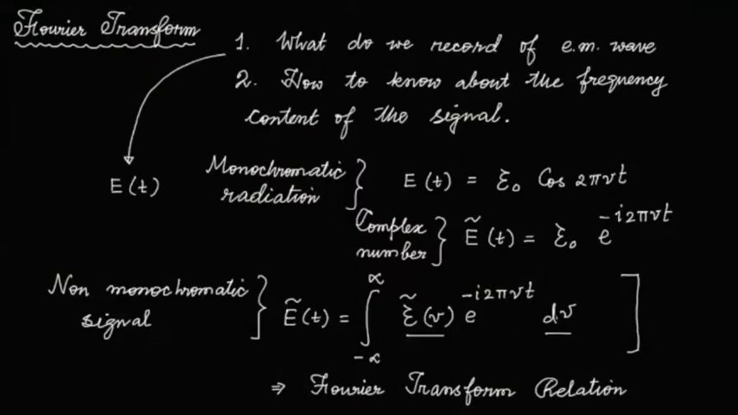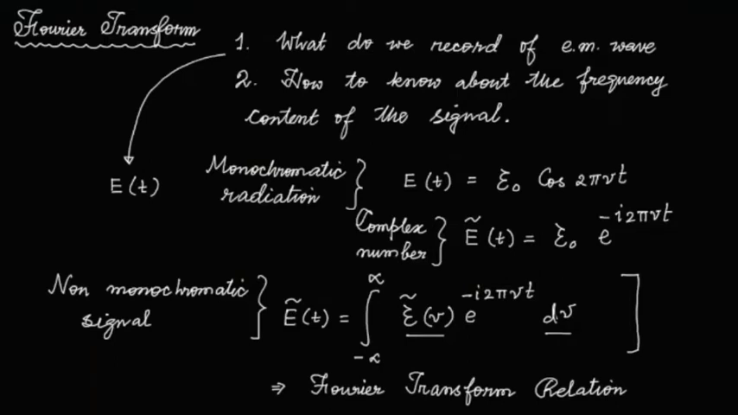But one thing we have realized is that we measure the electric field as a function of time, and that can be written as the amplitude times e to the power I 2 pi nu t. This amplitude is different for different frequencies, and you have to just sum over those. But we have still not answered the second question, that is how to know about the frequency content of the signal. You still do not know how to know about the frequency content of the signal.